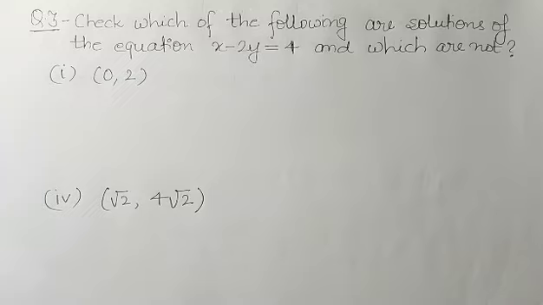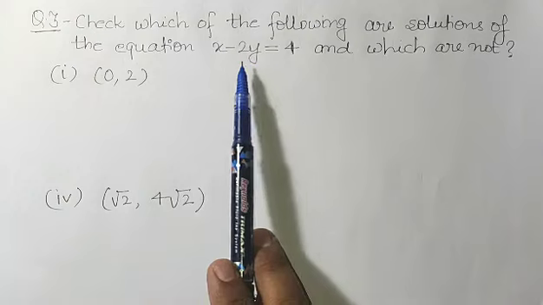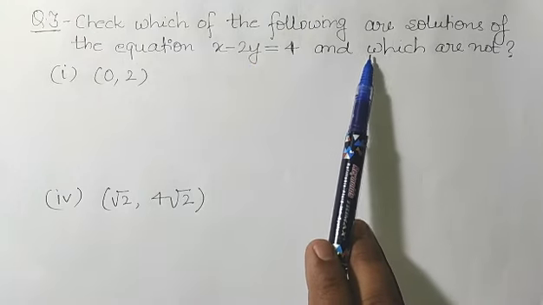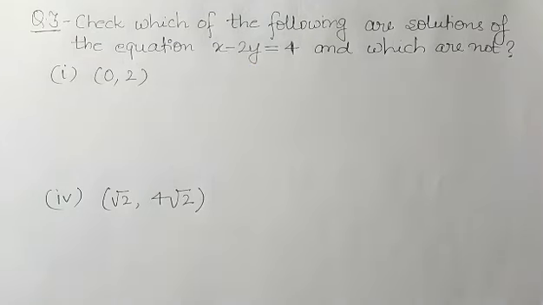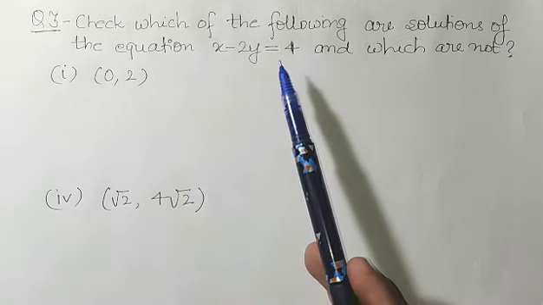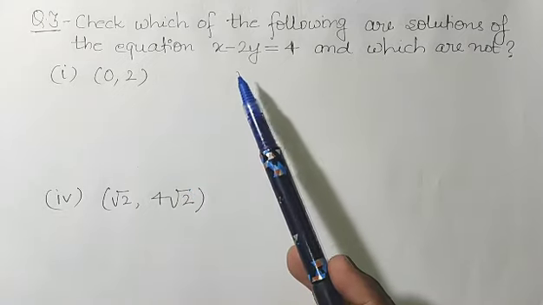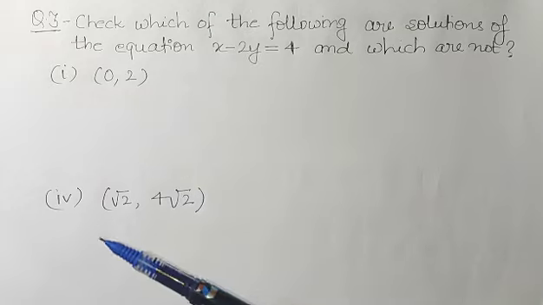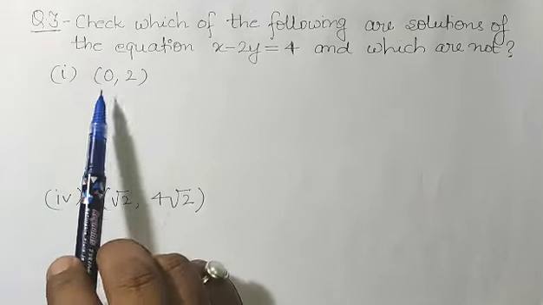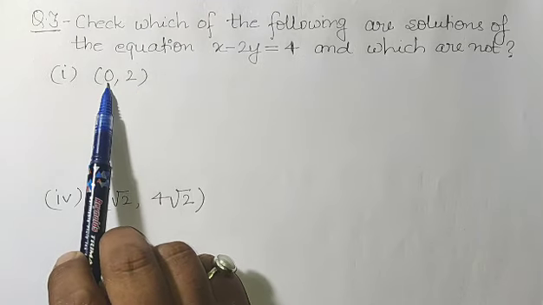Question number 3, students. Check which of the following are solutions of the equation x minus 2y is equal to 4 and which are not. Here some values are given and you have to check whether these values satisfy this equation or not. If satisfying, then these are solutions. If not satisfying, then these are not solutions. Here it is written in ordered pair 0, 2. So what is the first one?